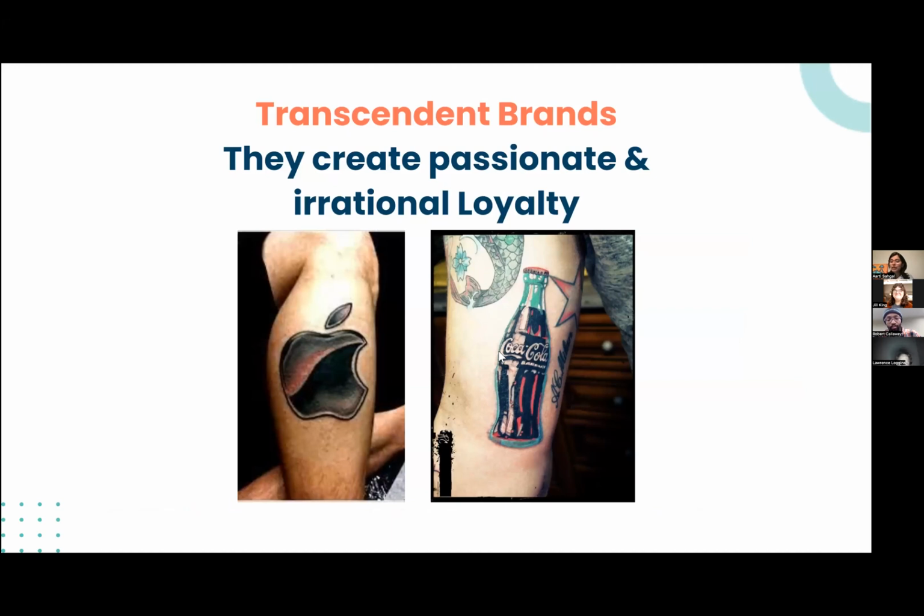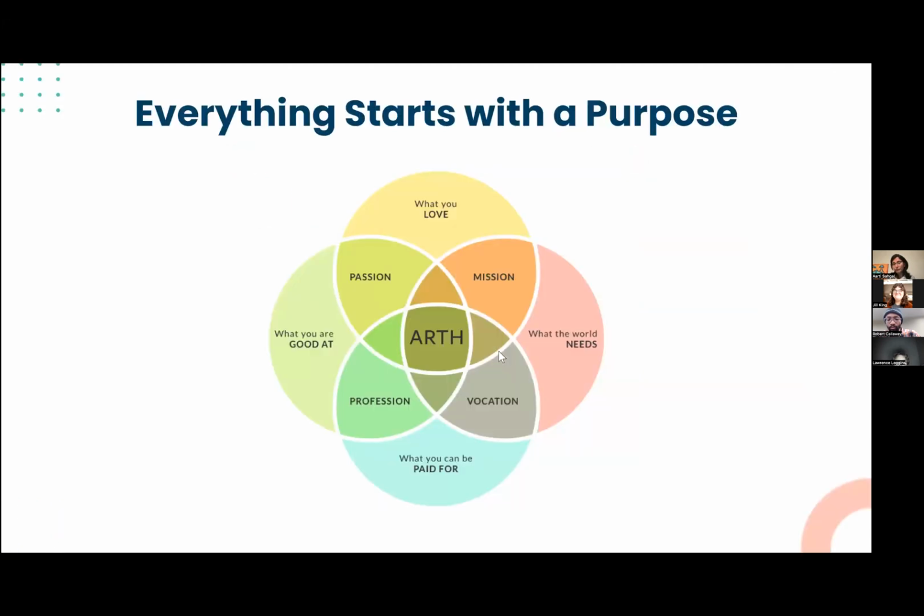And how does that happen? It is when people are leading with their whys. They are not selling products. They are not selling how or what they're making, but they're selling the why behind what they're making. So every business needs to start with a why. And everything has to have a purpose.